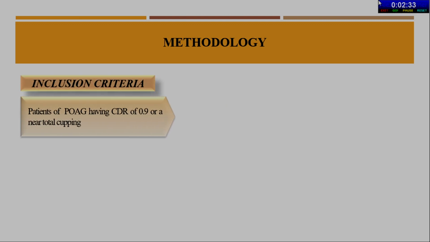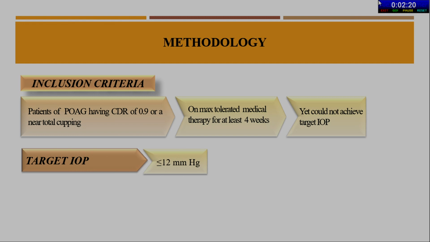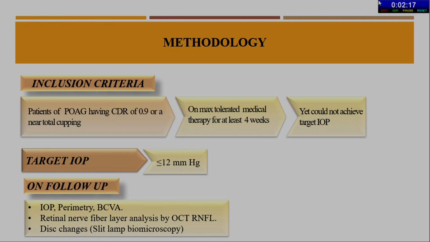The inclusion criteria were patients with POAG having a CDR of 0.9 or near total cupping on maximally tolerated medical therapy for at least 4 weeks who still could not achieve their target IOP. The target IOP was in the early teens, like 12 mmHg. On follow-up we did IOP, perimetry, BCVA, and OCT RNFL, and these changes were observed.